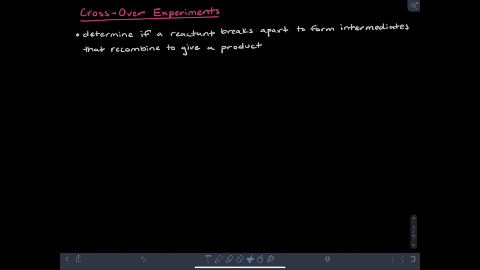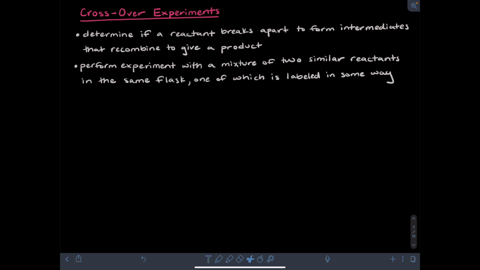A separate type of experiment, known as a crossover experiment, tests whether a reactant breaks apart into separate intermediates that then recombine to give a product. The other possibility being that the reactants stayed together and underwent a solely intramolecular reaction. What you would do is perform one experiment with a mixture of two very similar reactants in the same flask. One of those reactants needs to be labeled so you can tell it apart from the other reactant. This type of label could be different isotopes or different substituents.